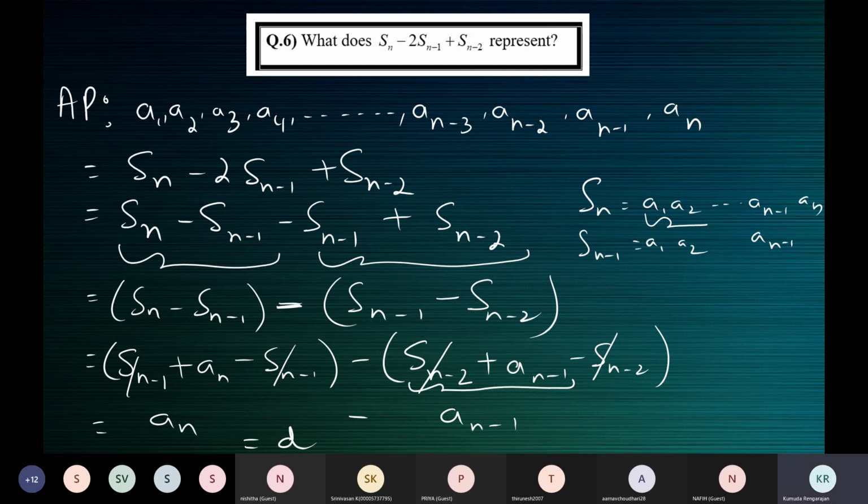You can make a note of this also, children. Different way of presenting. Children, if I ask you what is S20, tell me S20 in terms of S19. What is S20? Yes, quick. 19 plus 1. S19 plus A20.